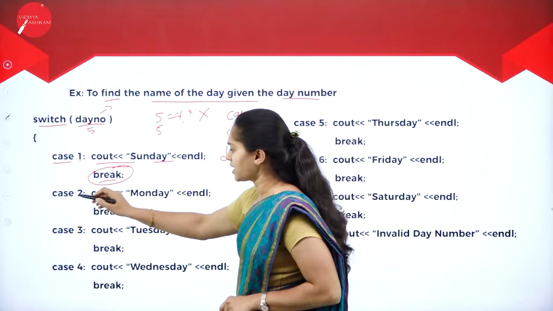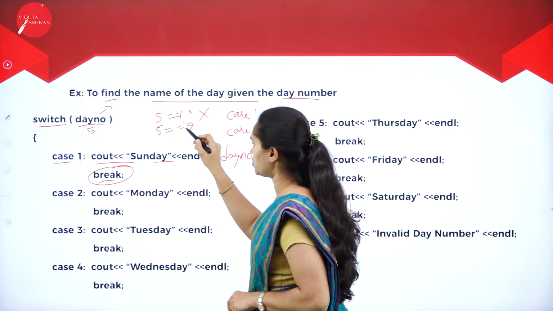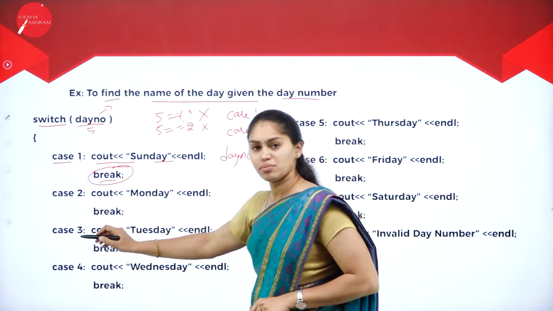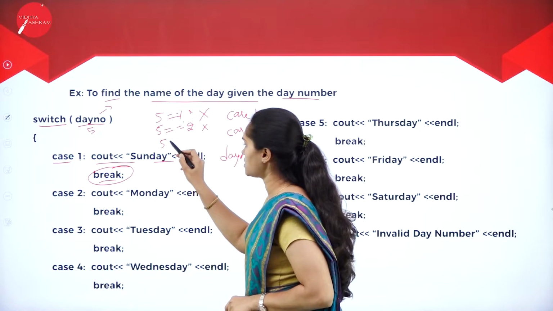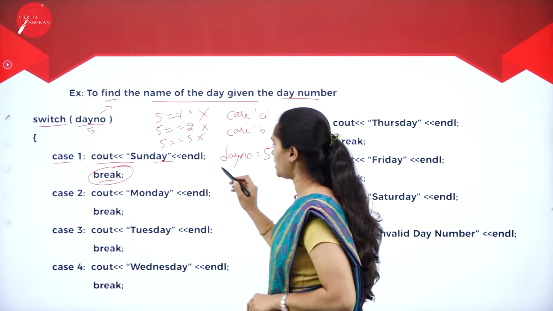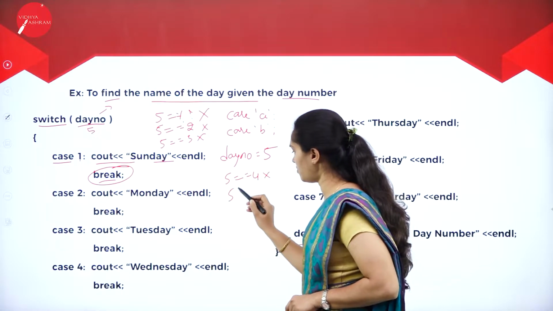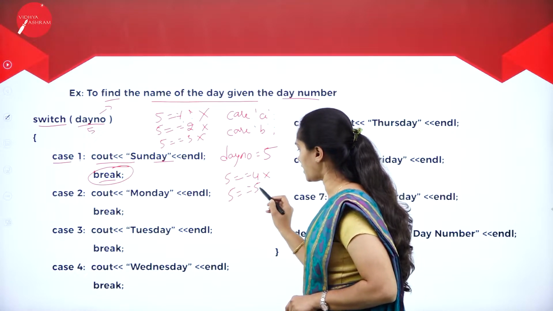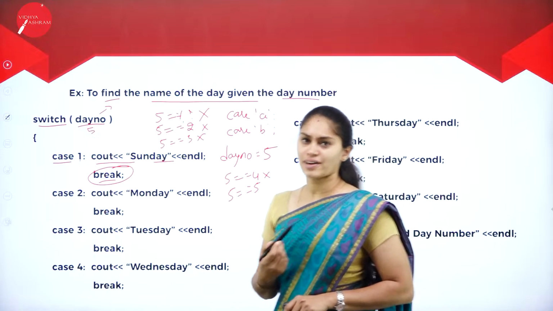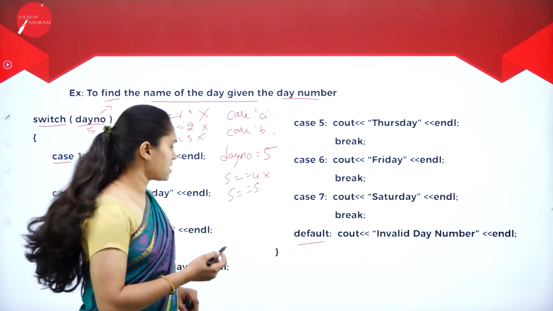Next comes case 2. Is 5 equal to 2? False. Then it will come to case 3. Is 5 equal to 3? No, it is false. Again, is 5 equal to 4? No. Then is 5 equal to 5? Yes, 5 is equal to 5.